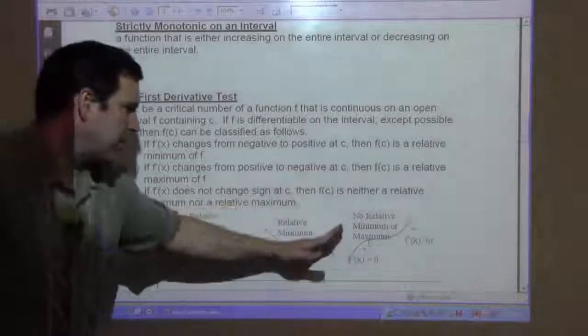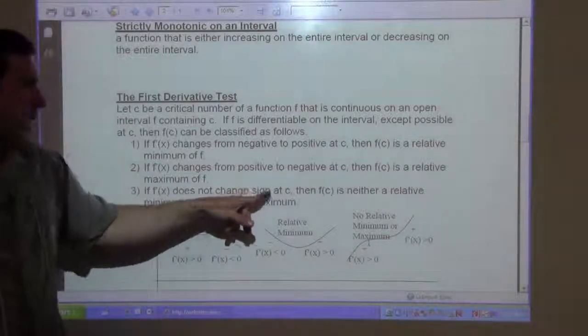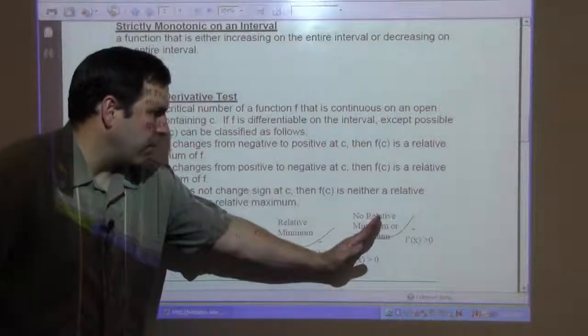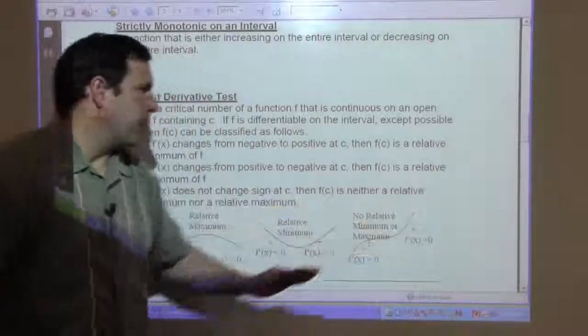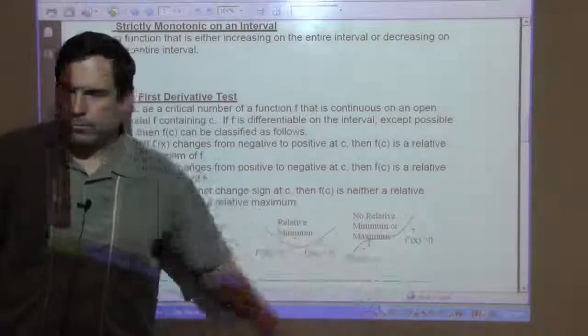So if you go negative to positive, we have a relative minimum. But if f prime does not change sign at c, so it goes, like in this case, it goes up, becomes 0, goes up again, f of c is neither a relative min or a max. It's like a saddle point.